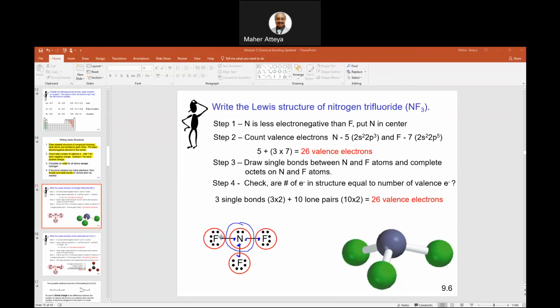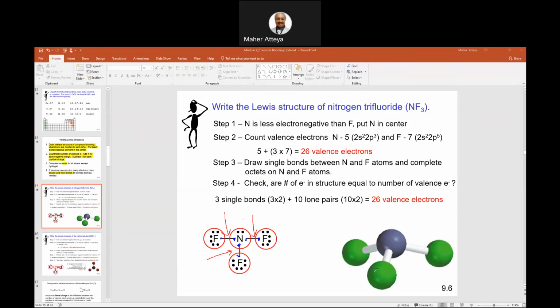So I start making a single bond here between nitrogen and fluorine. This is a single bond. This is another single bond. This is another single bond.